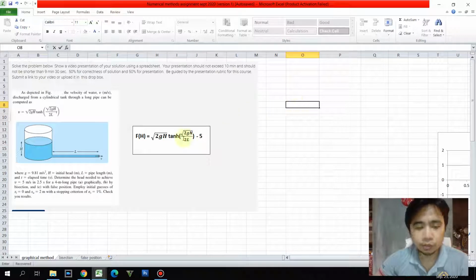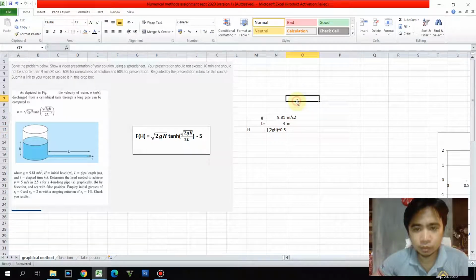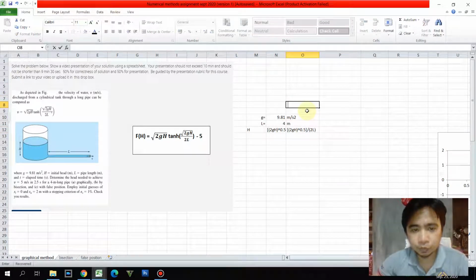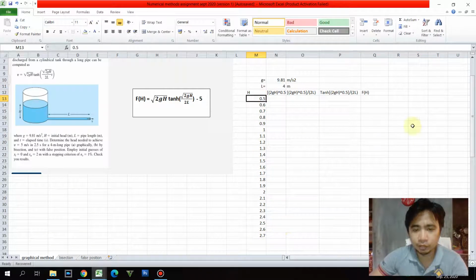So this function is broken down into several cells here. First, we place here the constants, the g, 9.81 meter per second squared, and the length is equal to 4 meters. Then I have here a column for the h, a column for square root of 2gh, then a column of square root of 2gh all over 2l, its hyperbolic tangent, and then finally the function of h. I have considered here a height ranging from 0.5 up to 2.7.